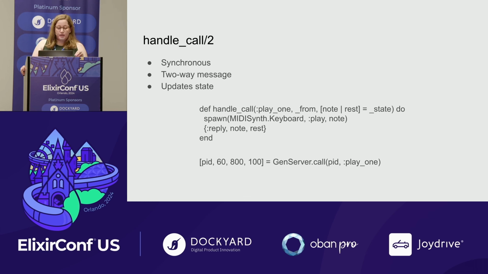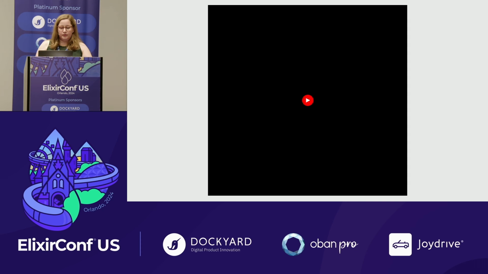And how we call this is GenServer.call with the PID of the GenServer, and then the atom of the request name. And that is going to give us back the note args that we played, because that's what we say in the reply. Often we don't call GenServer.call directly. We have some sort of wrapper around it, so it doesn't look like this. All right, so what does this look like, and how does this work?